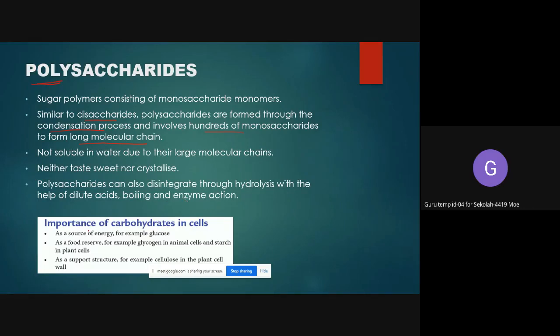So, the importance of carbohydrates in the cell: as a source of energy, for example glucose. Karbohidrat ni boleh berikan kita tenaga. As a food reserve, for example glycogen in animal cells and starch in plant cells. As a support structure, for example cellulose in the plant cell wall.